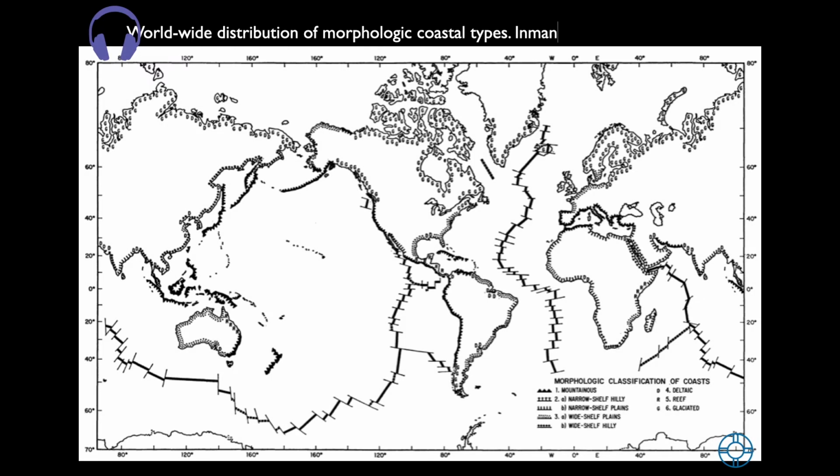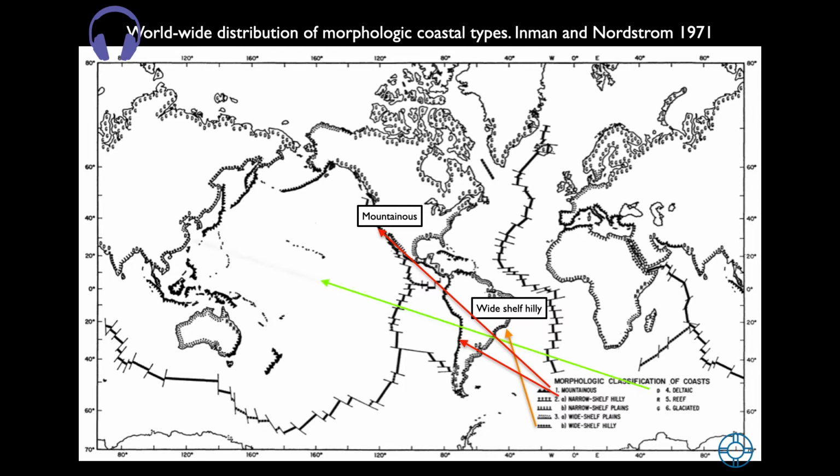In this map, the authors show the worldwide distribution of morphological coastal types, as we explained at the previous frames. Again, in the Western, North and South Americas, the distribution of coastal types are from the type of mountainous coast. In the Eastern South America, in the Brazilian coastline, there is the wide shelf hilly coast, and in Asia predominates the type of wide shelf hilly and deltaic coasts.